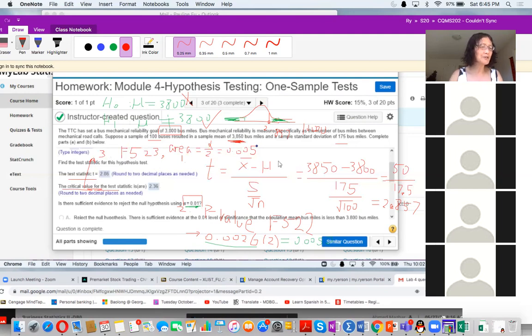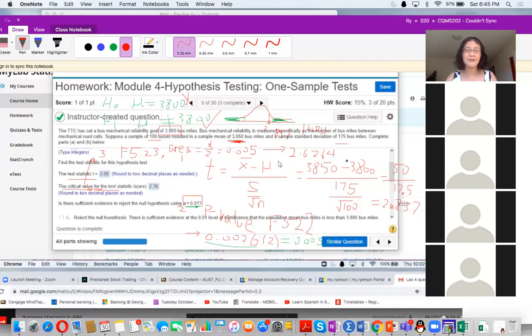And you get 2.6264. Okay. And you got 2.6264. This is the critical value. Read instructions depending on how many digits you need. Okay.